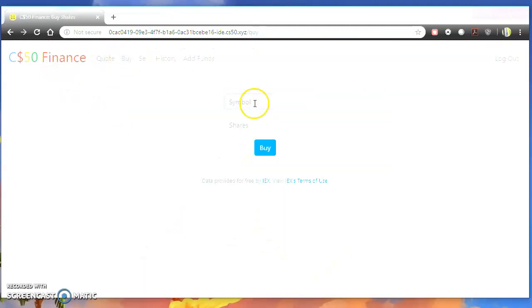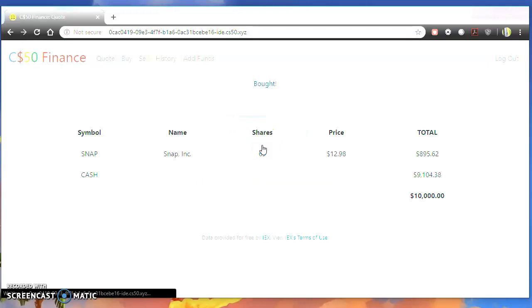Now, how about we start buying some stock? We can buy some Snapchat shares. Those are pretty cheap, so let's try to buy 69 of them. As you see now, when we're taken back to the page, we have the symbol of the stock, the name of the company, the amount of shares we bought, the price per share, and the total amount that was spent on it. This is the amount of cash we have remaining, and this will remain here as the amount we have invested so far in the app, even though we started with 10,000.